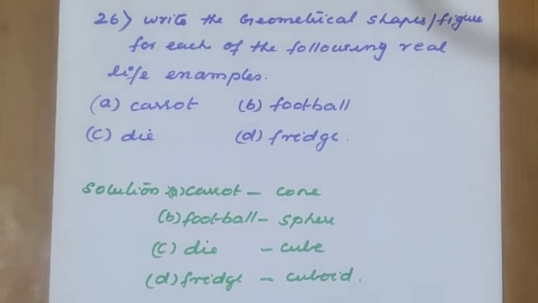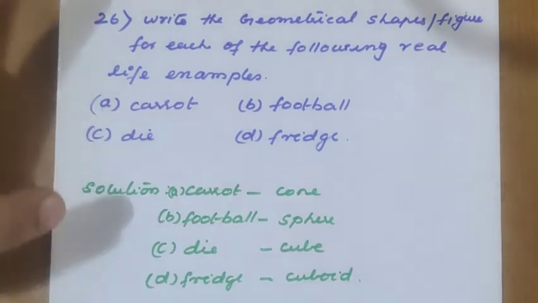Write the geometrical shape or the figure for each of the following real life examples. Some real life examples are given here. We should correlate the real life examples with the geometrical figures that you have learned here. Carrot, football, die and fridge. Carrot, what is the shape of the carrot? Almost it is similar to a cone only. So we are writing the cone.